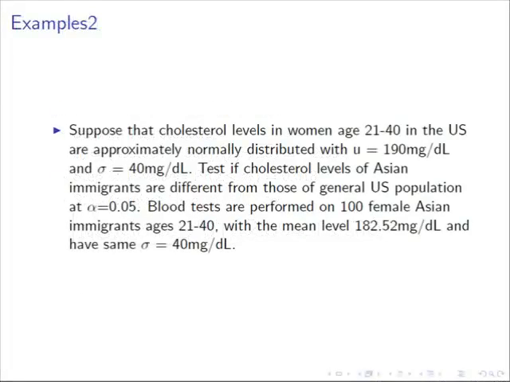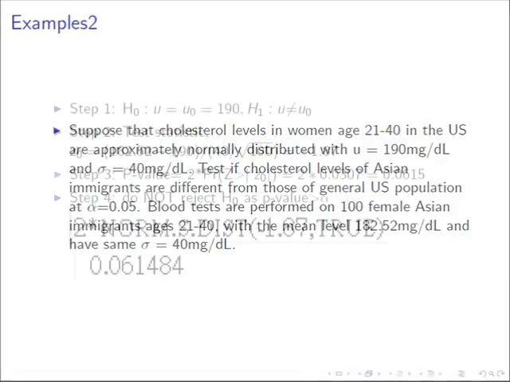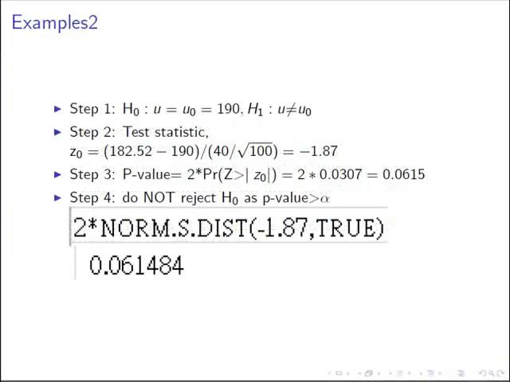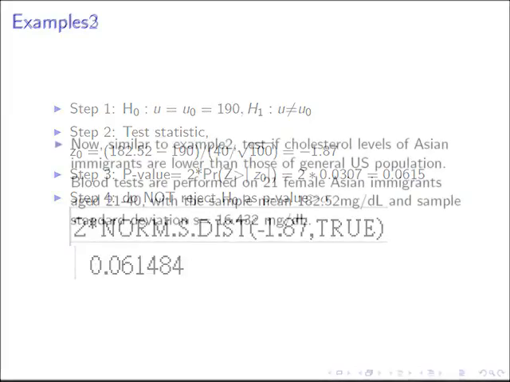Example 2 is about the z-test with two sides. Step 1 is that we need to set the hypothesis too. Then step 2 is to calculate the test statistic Z0 and p-value with the Excel function. Finally, do not reject it as the p-value is greater than alpha.